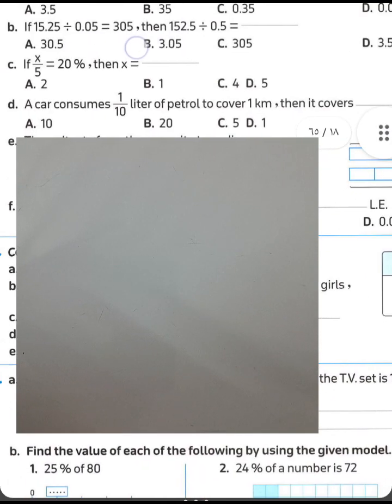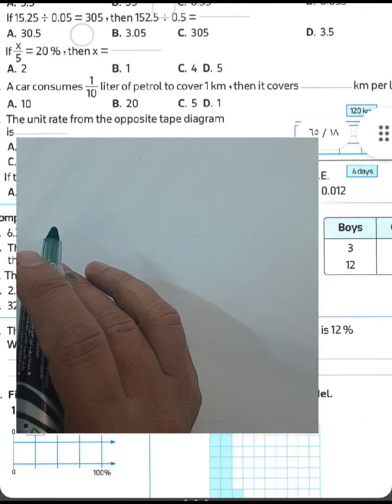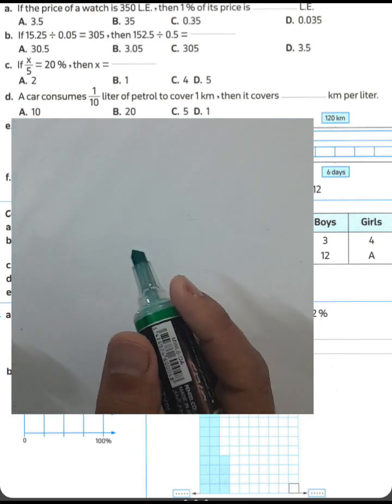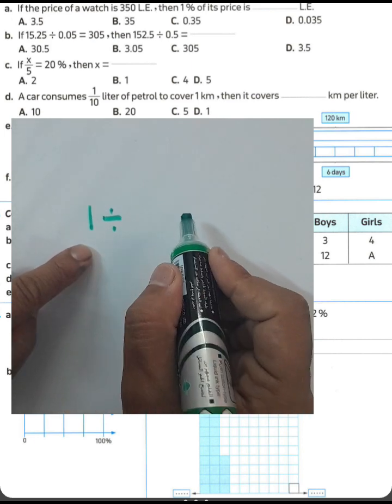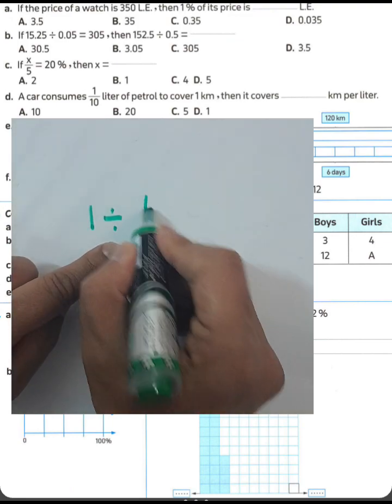Next question, letter D. A car consumes 1 over 10 liter of petrol to cover 1 kilometer. Then it covers what? We can write this as 1 over 10 liter per 1 kilometer. It covers what kilometer per liter? You can divide the number of kilometers by the number of liters. The number of kilometers equals 1 divided by the number of liters. Then 1 divided by 1 over 10.